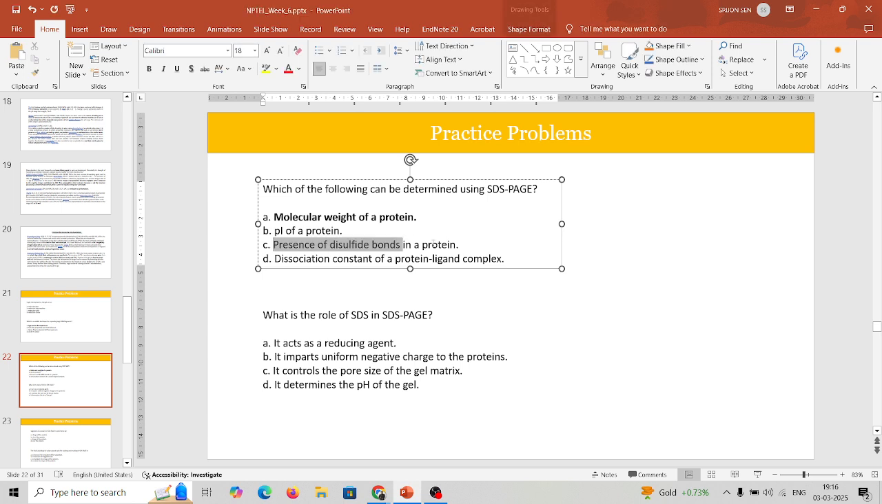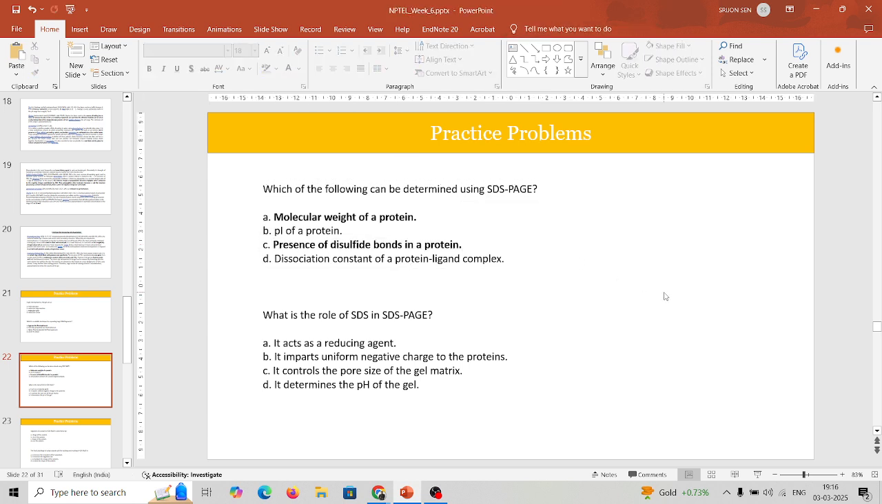But the presence of disulfide bonds in a protein can definitely be found out. How is it so? Because if your sample does not have BME, so what is BME? It's a reducing agent. So if there is no reducing agent present, then the disulfide bonds would be intact, and you would be observing a dimer or a trimer or maybe a tetramer present over there if it's an inter or an intramolecular disulfide bond.